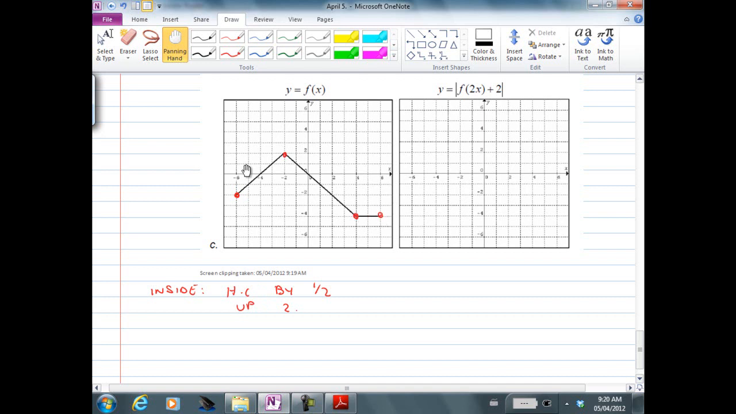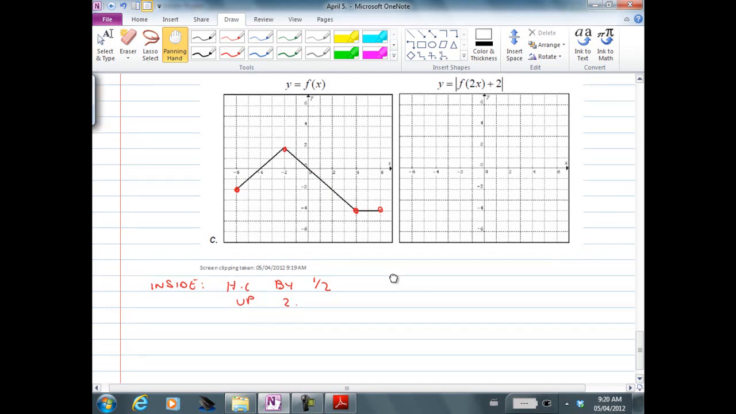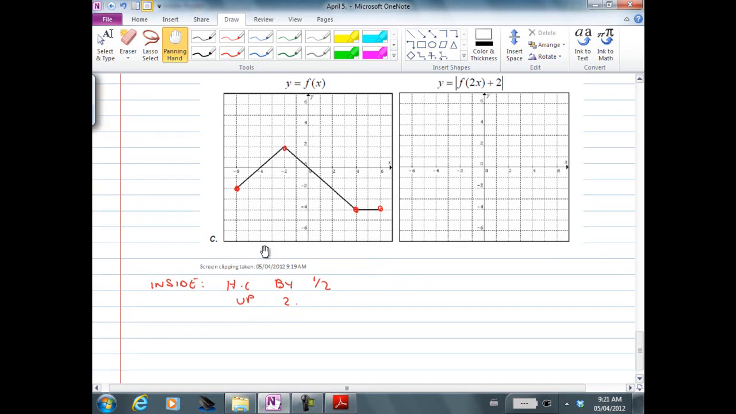See, notice I'm not doing absolute value. I'm going to do that next. You have to do this in many shots. You can't do it in one shot. Horizontal compression by half, up 2. Again, I'm going to write down key points. This point is going to be -6, -2. -2, comma, 2. 4, comma, -4. 6, comma, -4.